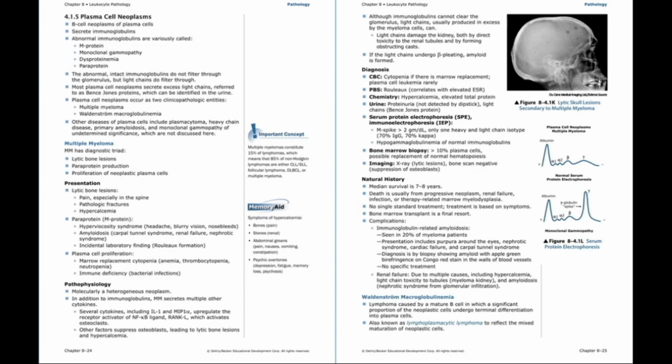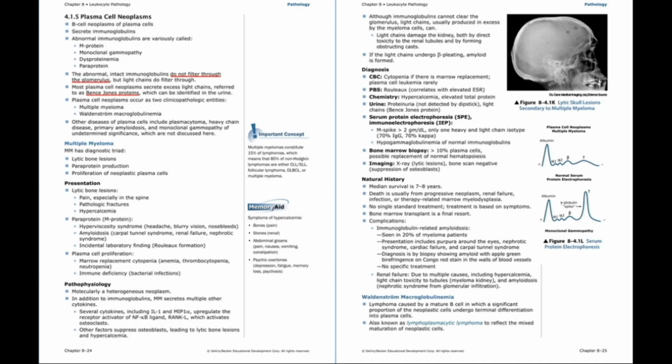These abnormal, intact immunoglobulins do not filter through the glomerulus. It is very common in a majority of these cases, however, for there to be more production of light chains than heavy chains, and these excess light chains do filter through the glomerulus. Light chains in the urine go by the name of Bence-Jones proteins, and they can be identified as a diagnostic tool.